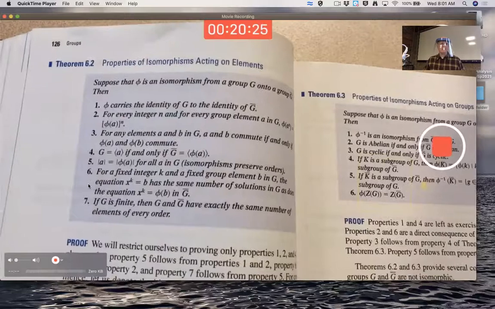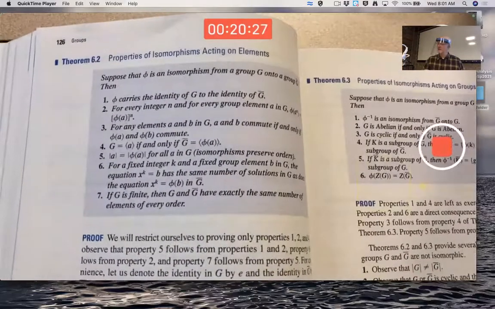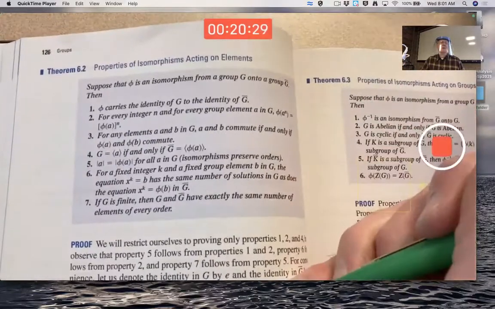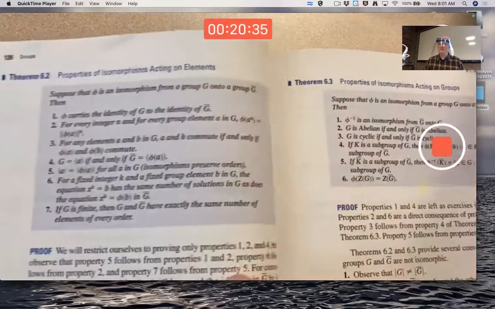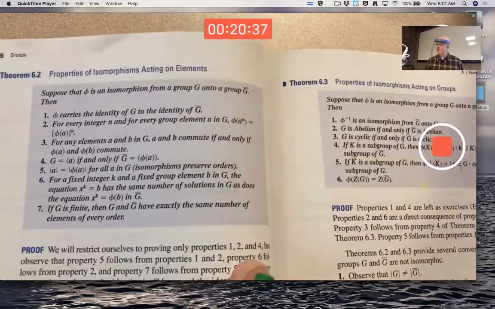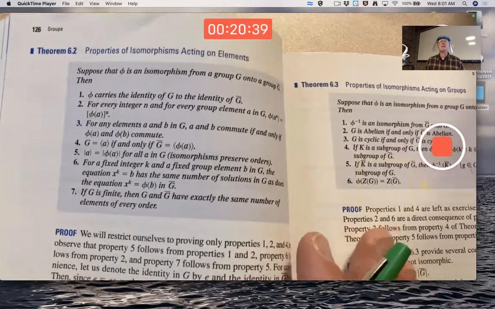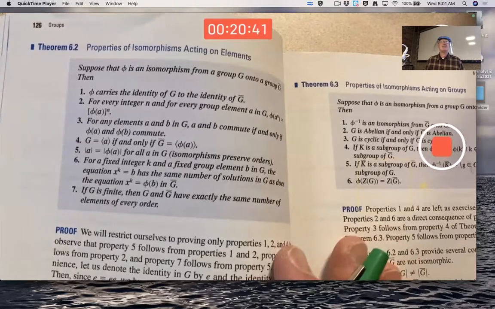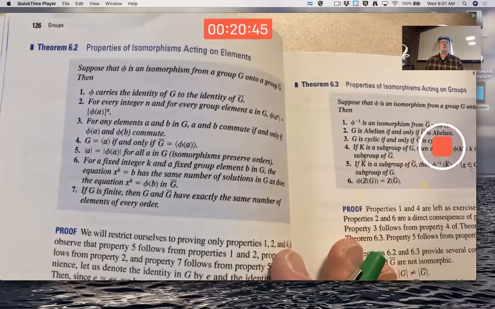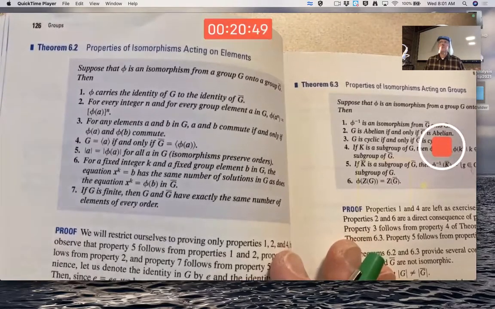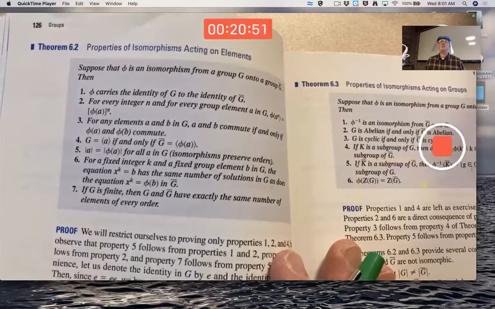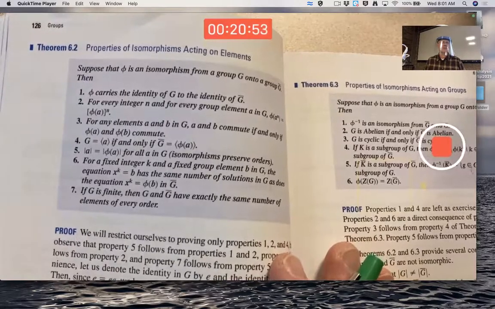All right, so we want to prove some properties about isomorphisms here. And in a nutshell, the properties in these two theorems, theorem 6.2 here and theorem 6.3 here, summarize certainly the main things you should know about isomorphisms as far as what they preserve. They really end up preserving all the abstract group theoretical properties between two given groups that happen to be isomorphic.